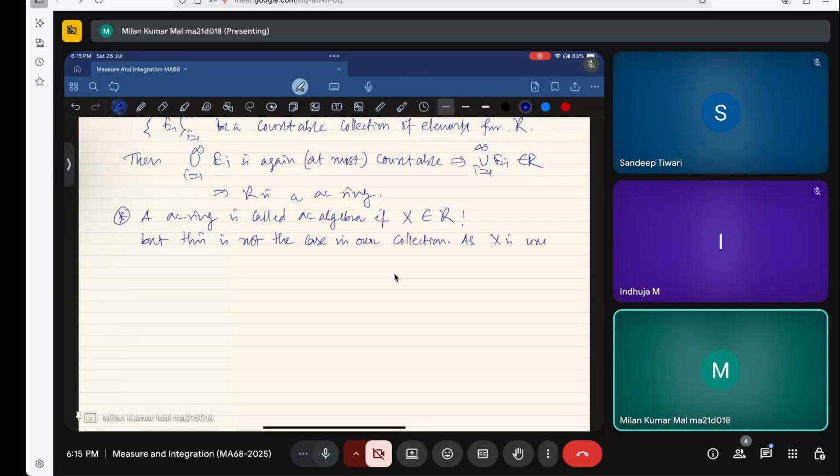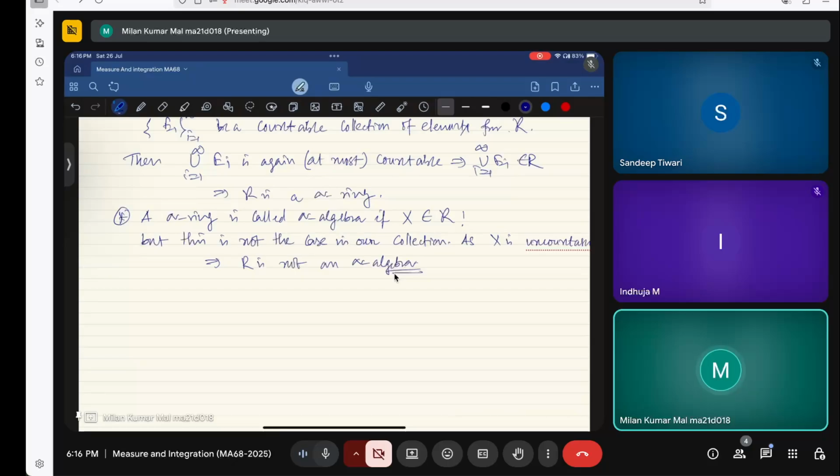X is uncountable. That implies R is not an algebra, R is not a sigma algebra. Okay, so I must say that this is the beginning of the course. When you go ahead after 1 or 2 weeks, you will see that everything you are doing will be in the sigma algebra.